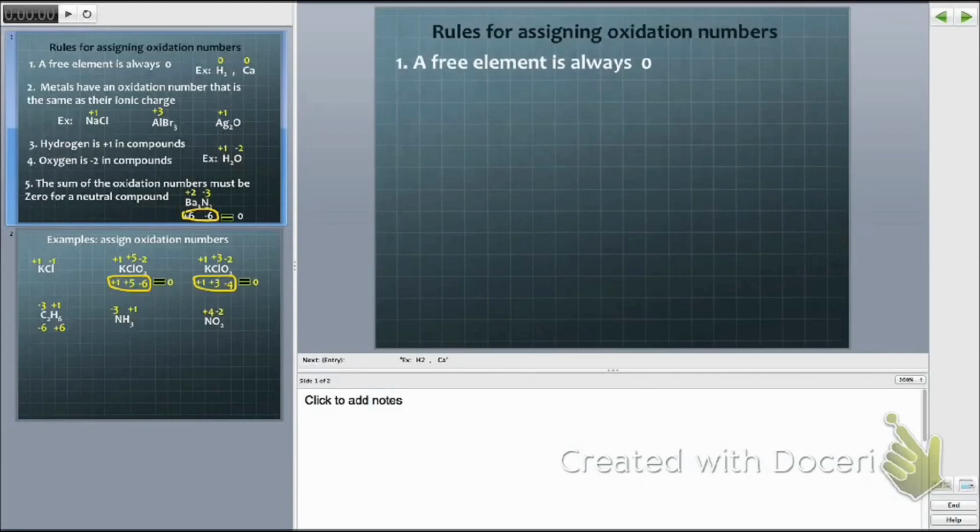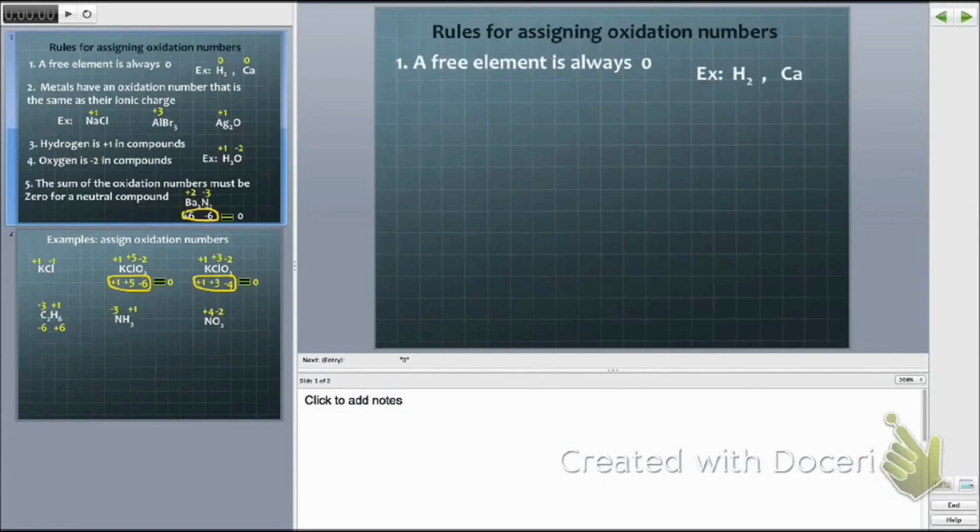So our very first rule is our easiest rule. If it's a free element, it's got to be 0. If it's one element and one element only, the oxidation number is 0. Like if I have aluminum metal, since it's just the aluminum, then that oxidation number is 0, because it hasn't lost or gained electrons yet.